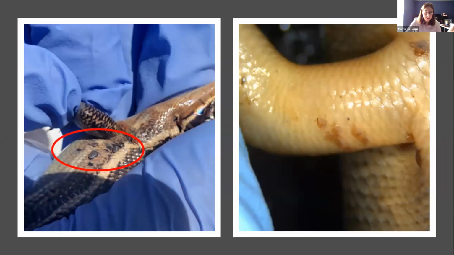And then here's an idea of what the ticks look like on the reptile. On the left-hand side, we have a skink with some nymphal Ixodes scapularis that are engorged. You can see that they're filled with some dark color, which is the blood. And on the right-hand side is a museum specimen where you can see these dark and yellow areas, which are larvae that have gotten up underneath the scales of the lizards.